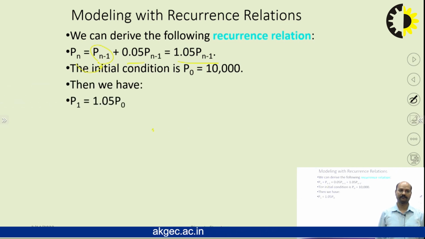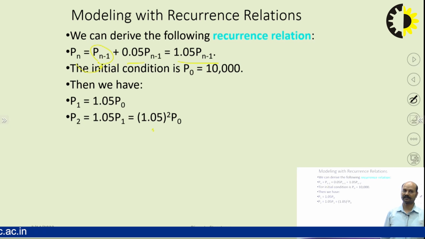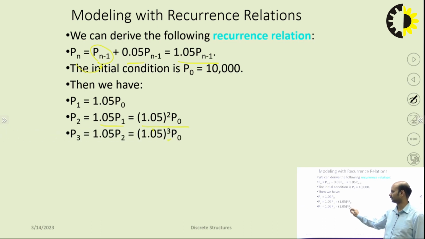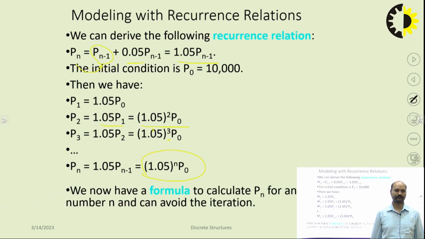Then we have P1 equal to 1.05 P0. Then what about P2? P2 is equal to 1.05 times P1, and again we substitute the value of P1, so it is 1.05 squared times P0. Then P3 is equal to 1.05 to the power 3 times P0. Similarly, Pn is equal to 1.05 Pn minus 1, which is equal to 1.05 to the power n times P0. This is the solution.